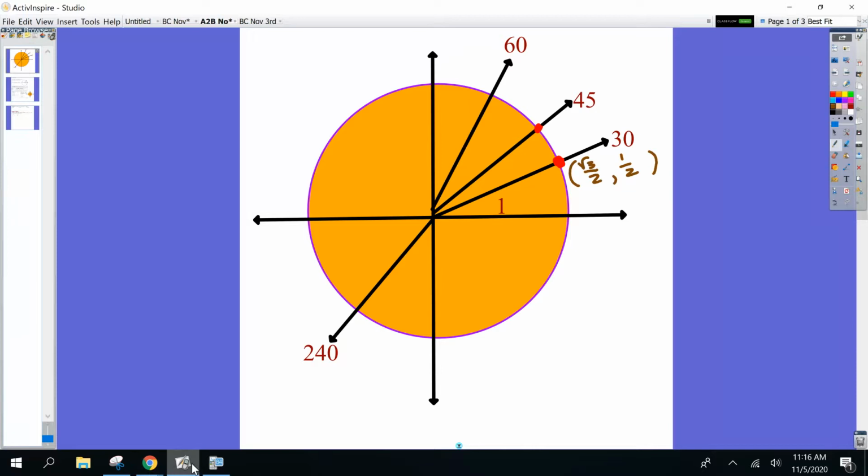Hi, Anna. What's that point at 45 degrees? So radical 2 over 2 and radical 2 over 2. Got it. Now at 60, I'm trying to help you guys out remembering this. If you know 30, you're going to know 60. If you know 30, we should be able to do 60, no problem. What's the coordinate at 60 now?